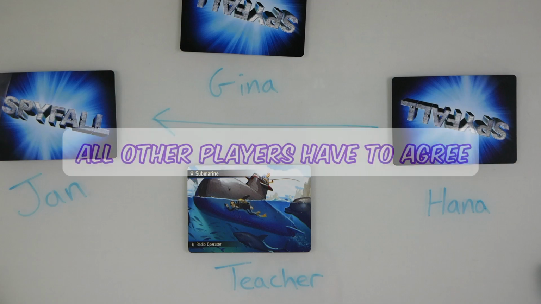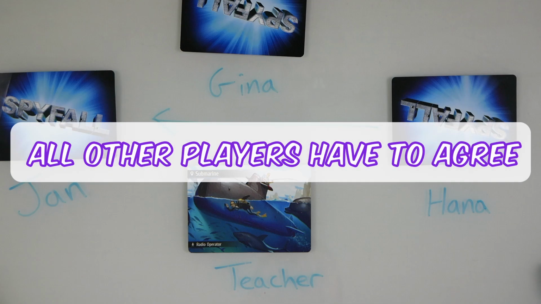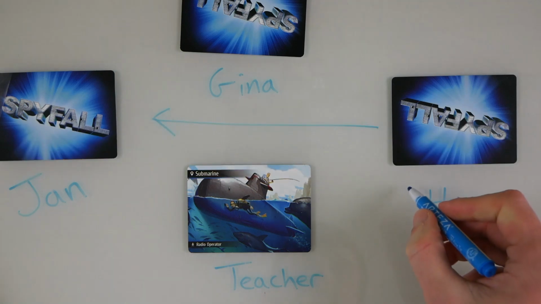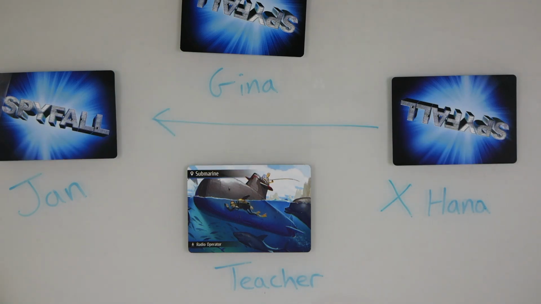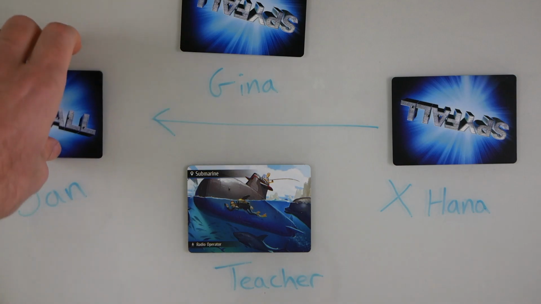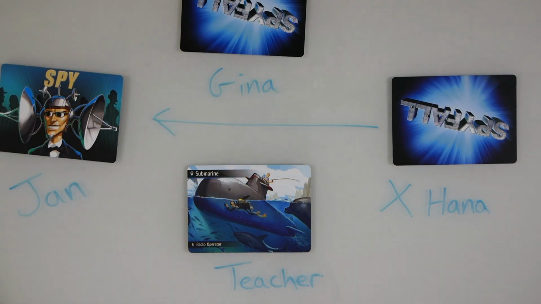For the vote to pass, all other players need to agree. If they don't, the vote fails and the game continues. The accuser, in our case Hannah, cannot make another accusation this round. If everyone votes for the accused player, they reveal if they were the spy or not. If they were the spy, they lose and everyone else wins. If they were not the spy, the spy wins because they caught the wrong person.